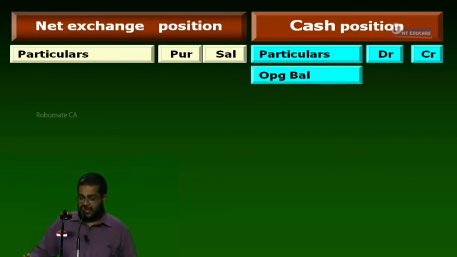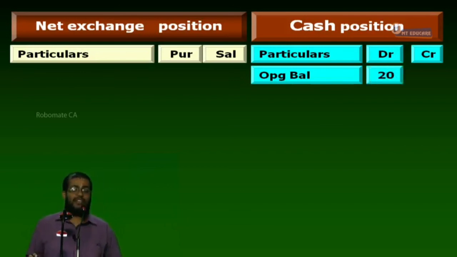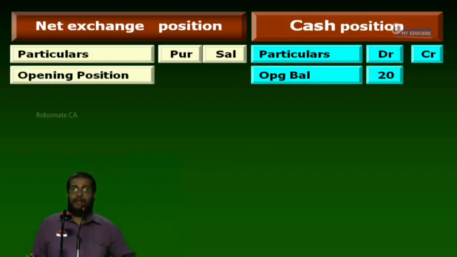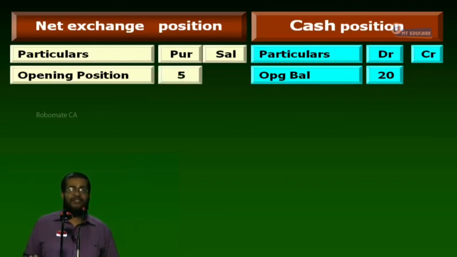Now first, opening balance. In the nostro account, what is the opening balance? 20,000. Debit or credit? Debit. OD, no, it is a debit balance. I write the numbers in thousands. So 20 debit. In exchange position, the opening balance is how much? 5,000 overbought. Purchase or sales? Purchase, it is 5,000. Everybody, are you comfortable or not? Next, let's take the transactions one by one. You should tell me what happens in exchange position and what happens in cash position.